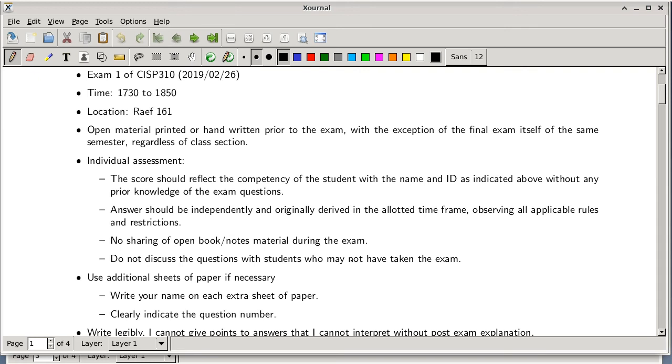Okay, I think that's fair. Given that we have one week to prepare for this, you just have to remind yourself to bring all that material with you next Tuesday. So do not discuss the questions with students who may not have taken the exam. We talked about that already.